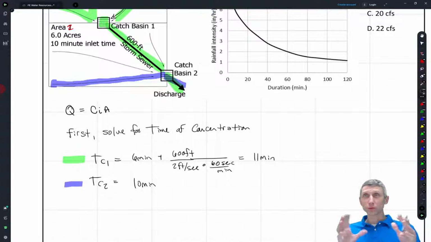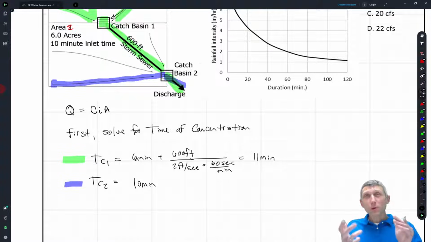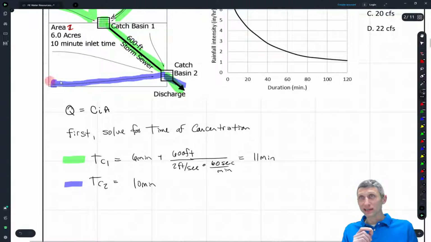Well, again, let's think. When rain starts falling, it starts falling on this whole 10-acre site all at the same time, roughly within a couple of seconds. So what we're trying to say is that the time of concentration is the time from the most distant part to all hit the discharge point at the same time.